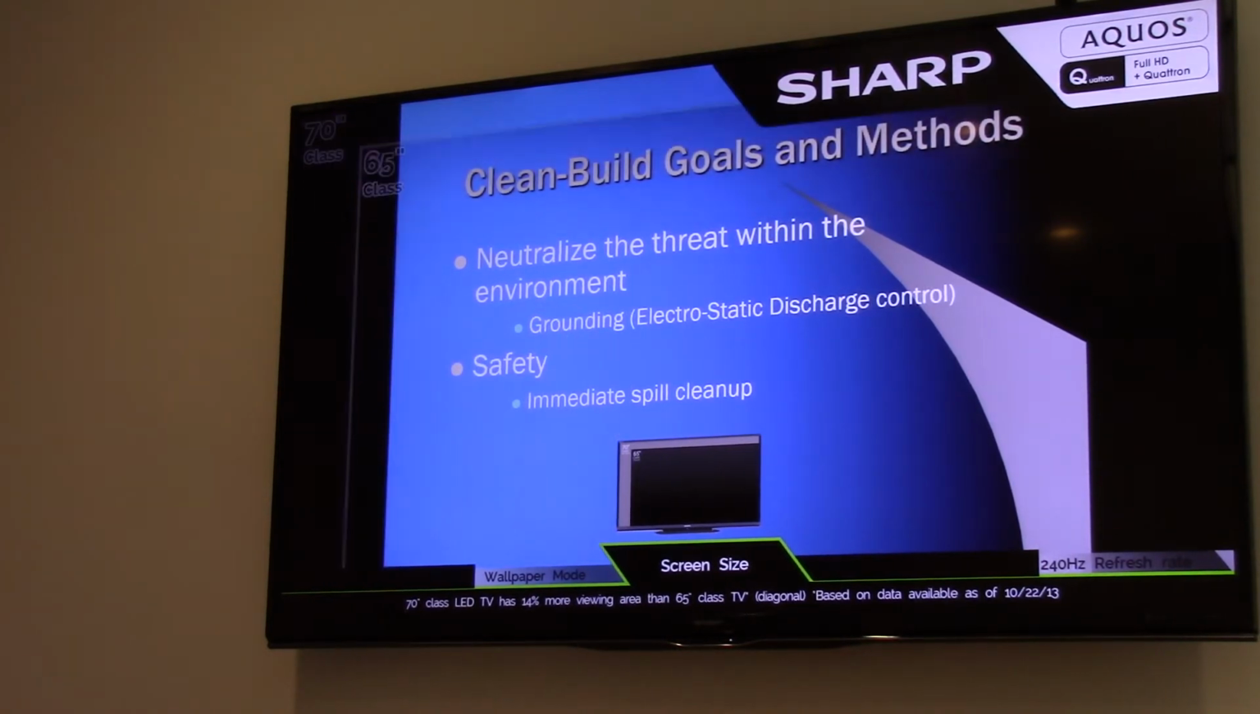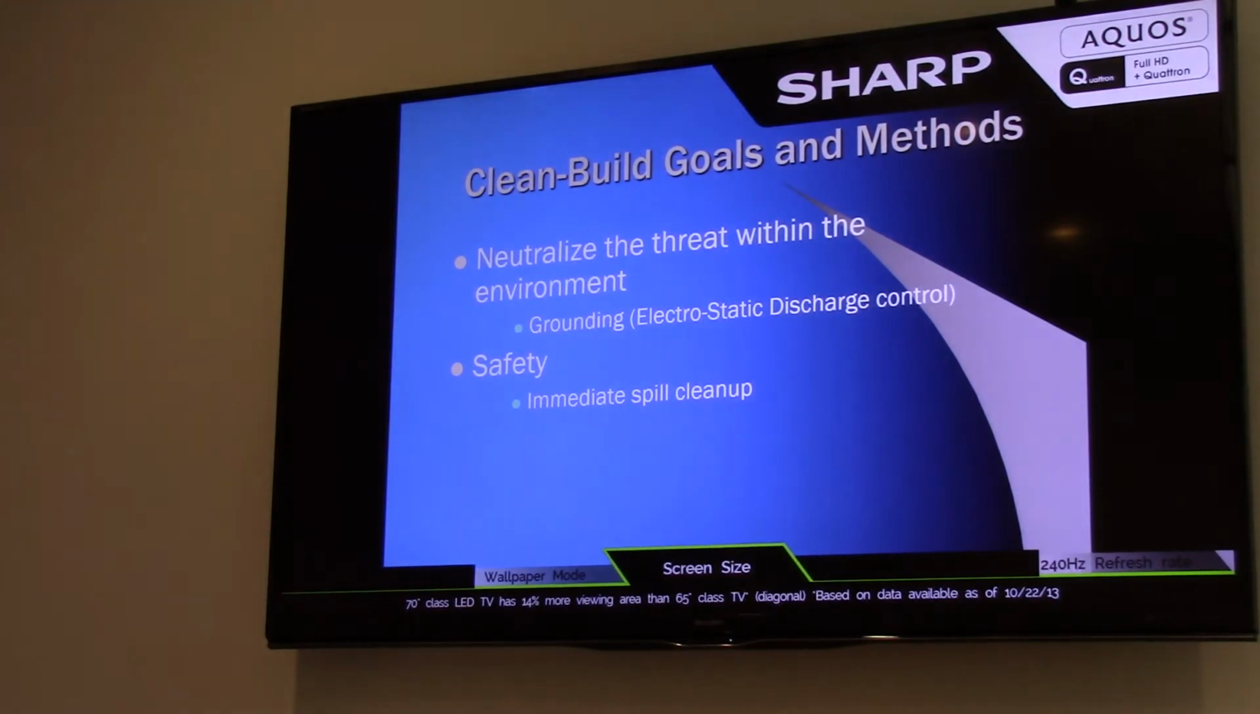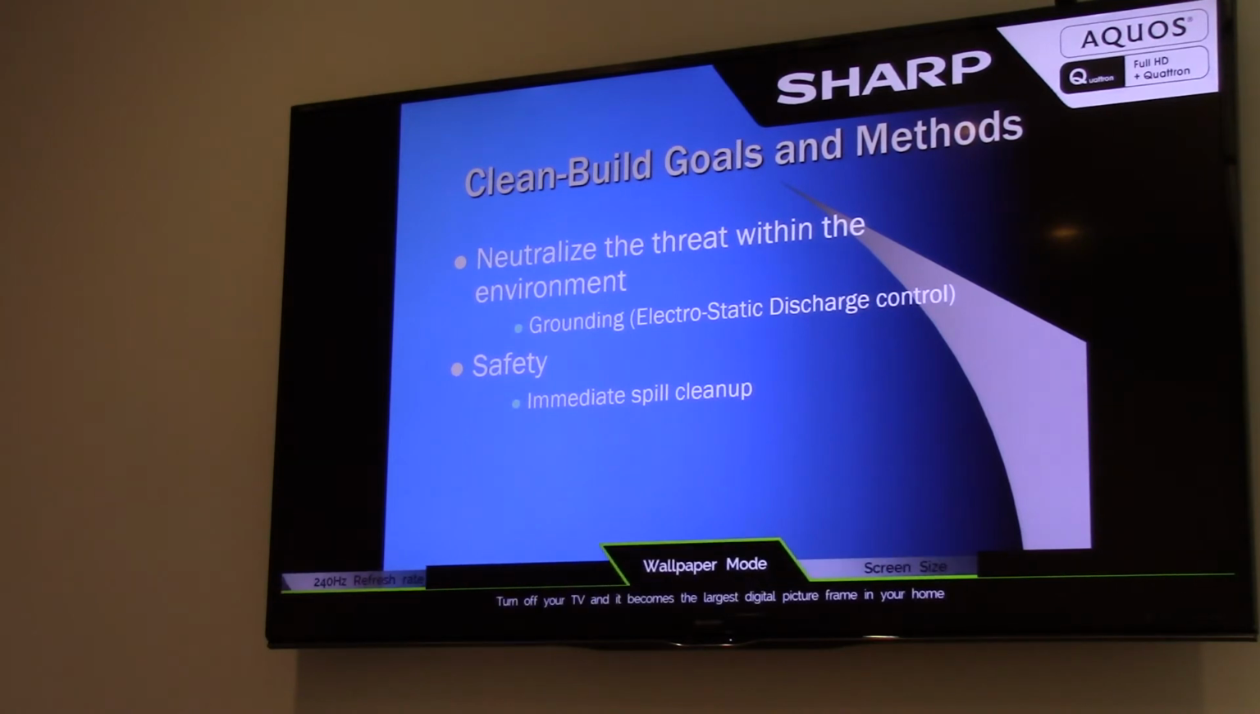And then we're always concerned about electric static discharge. So we have humidification in there, maintaining the proper humidity levels to minimize that. Obviously things are grounded.